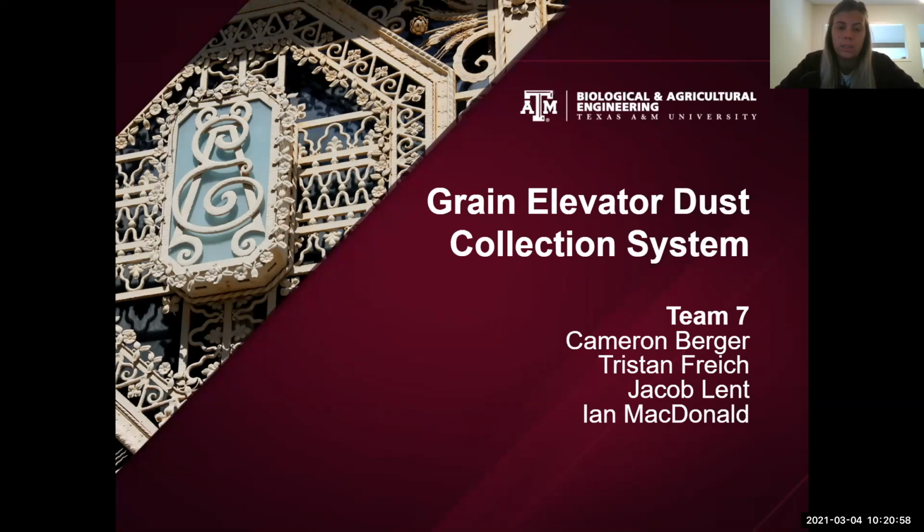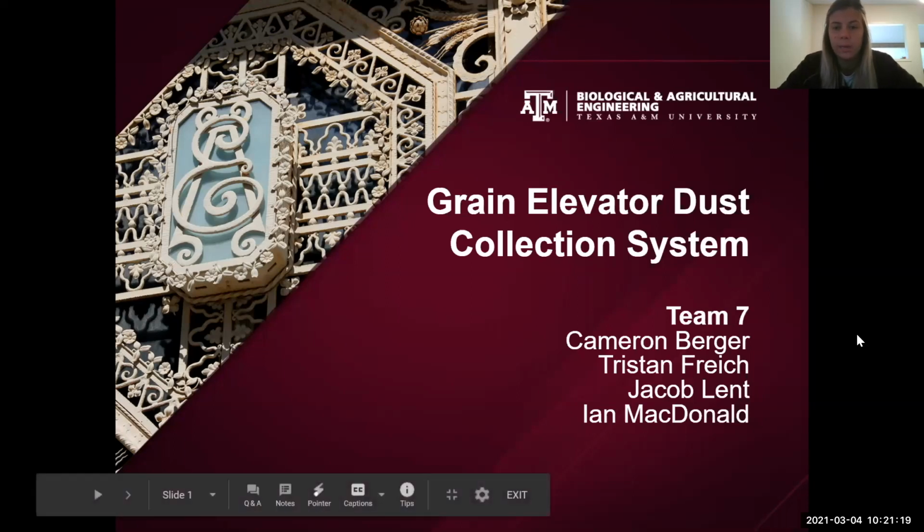And we are tackling a grain elevator dust collection system. This is a United Ag elevator in El Campo, Texas. They asked us to look at their dump pit and try to give them some ideas for dealing with particulate matter dust emissions that are present at that specific dump pit.